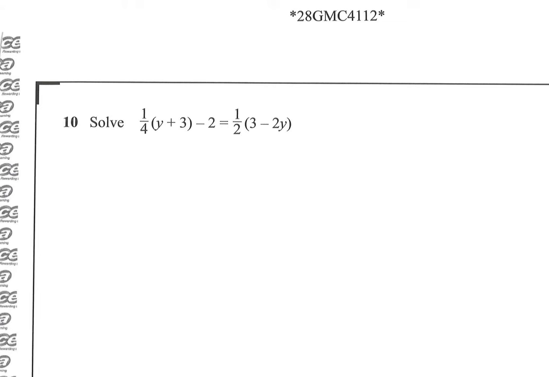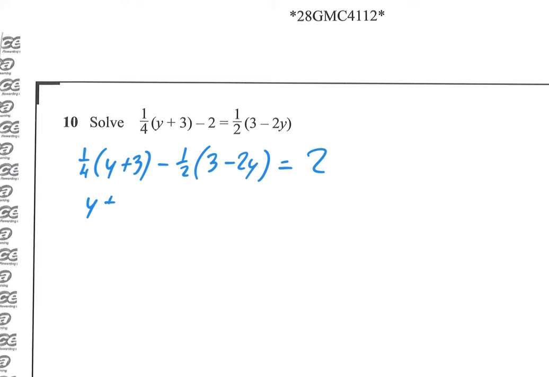But what you could do, if I bring the fraction bits across to one side, so I'll have 1/4 times (y + 3), and then minus 1/2 times (3 - 2y), and I'll bring this 2 here as minus 2 across, and it becomes plus 2. Then how you would normally have this question set up would be (y + 3) all over 4, and then minus (3 - 2y) all over 2 is equal to 2.